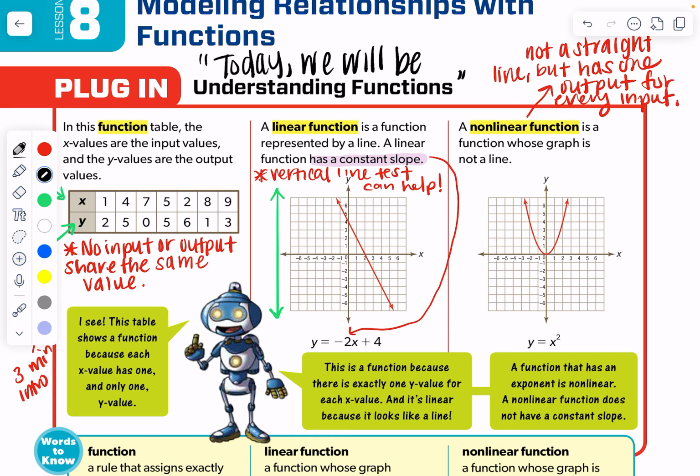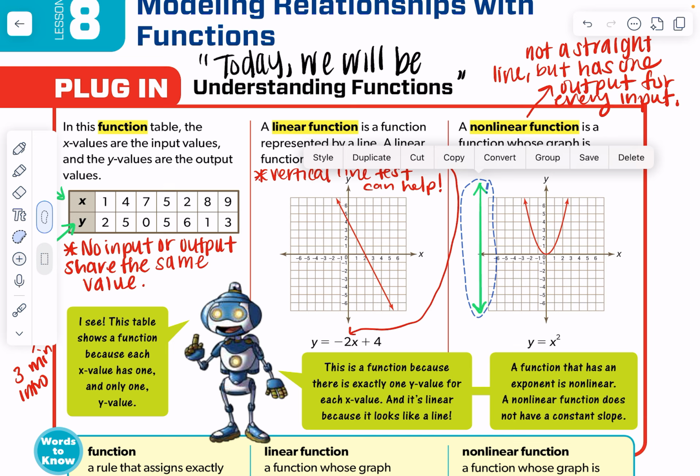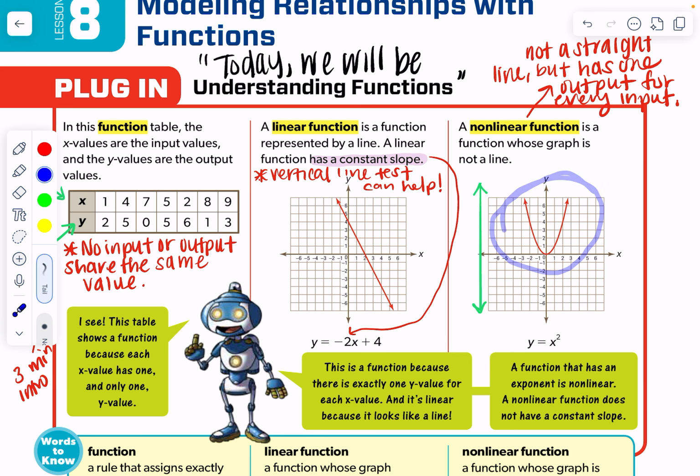Now, some lines are linear functions, and then we have some that are non-linear. So, this is not a straight line. However, it's still representative of a function because when I do my vertical line test, I see that there is only one x coordinate for every y. There's no overlap between any of the points.